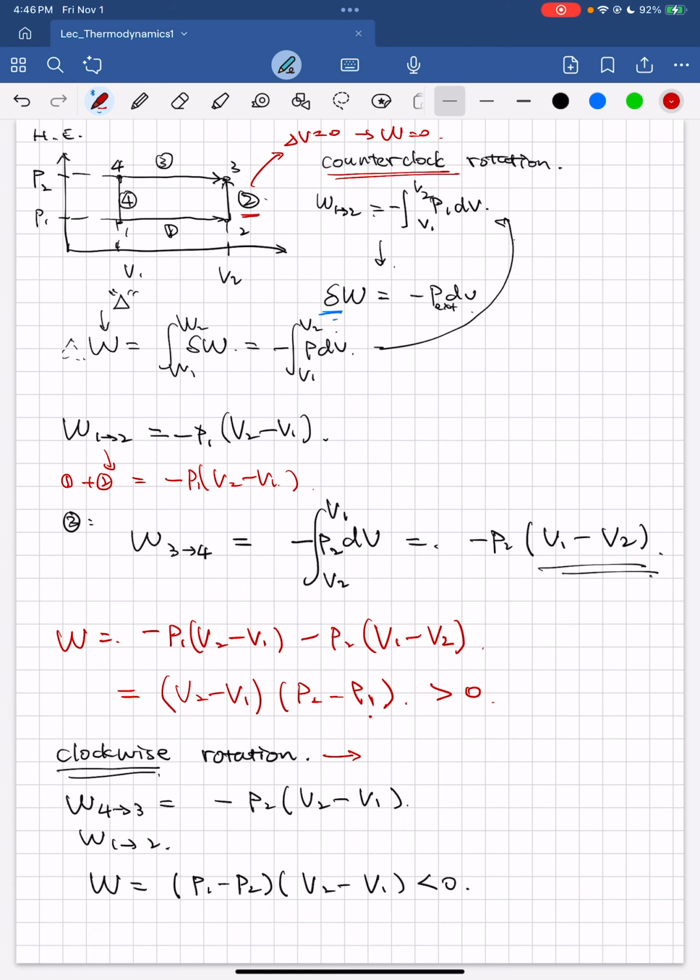You don't have to memorize this, but you have to learn how to think in a logical way like this. This is heat engine. Okay?